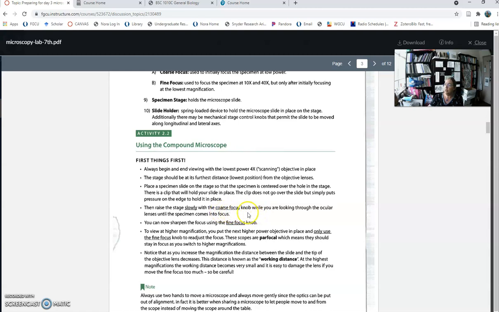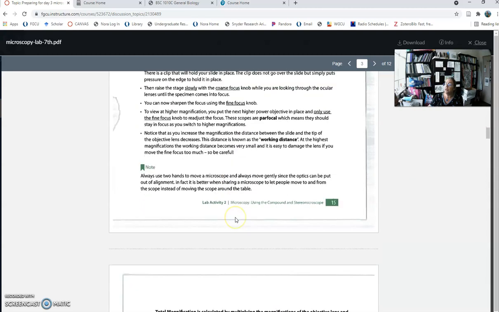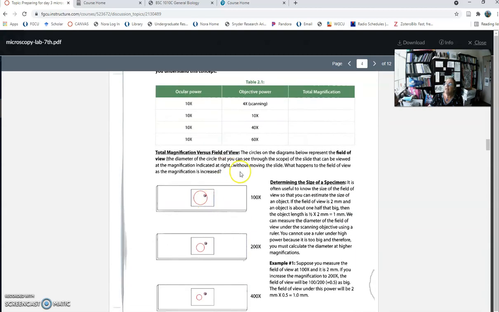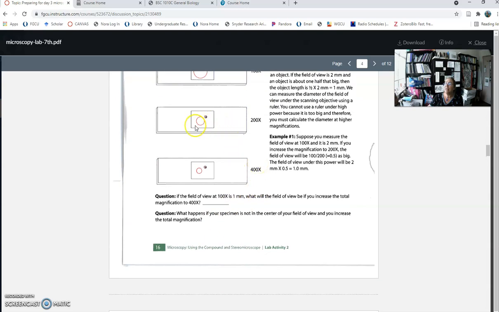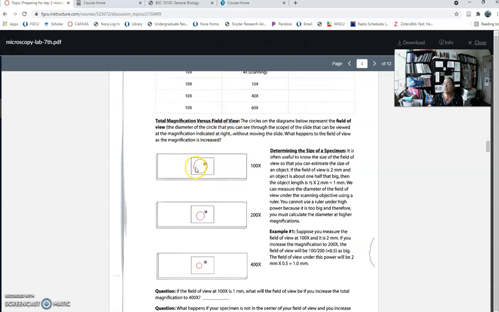which focus knob do you use, the coarse or the fine? And then you would explain either coarse or fine. Okay? And here you could talk about the total magnification and what it means to do a field of view. What is the field of view? The field of view is the distance across which you can see under the microscope.